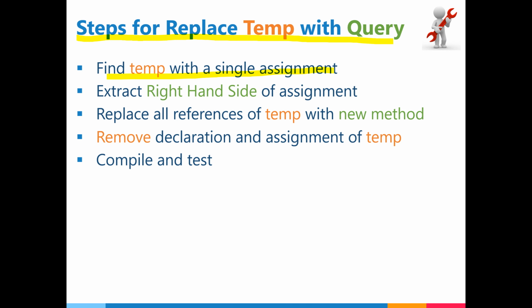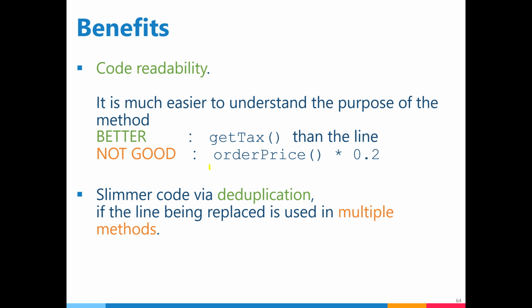Find temp with a single assignment, extract the right-hand side of the assignment, replace all references of temp with a new method, remove the declaration and assignment of the temp, compile and test. We can do that. Some of the benefits are code readability and slimmer code.